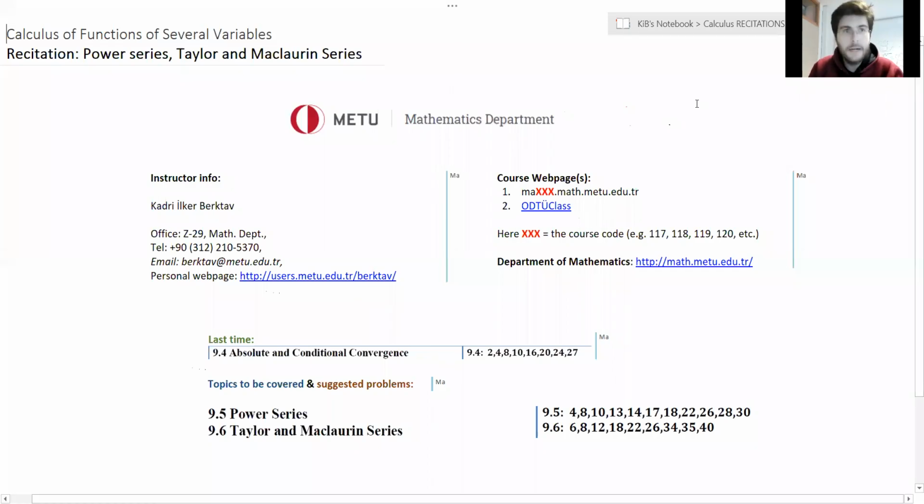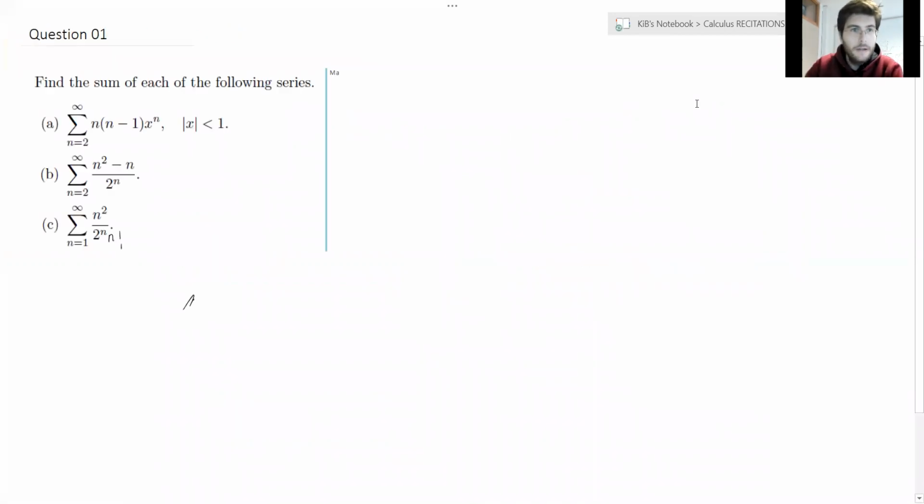Okay, welcome back. So this is our new recitation, which will be about power series and in particular Taylor and Maclaurin series. And if you remember, last time we discussed absolute and conditional convergence, and today, as I said, we will discuss power series and particular power series representations, basically. Okay, let's see. Let's start with the first problem.